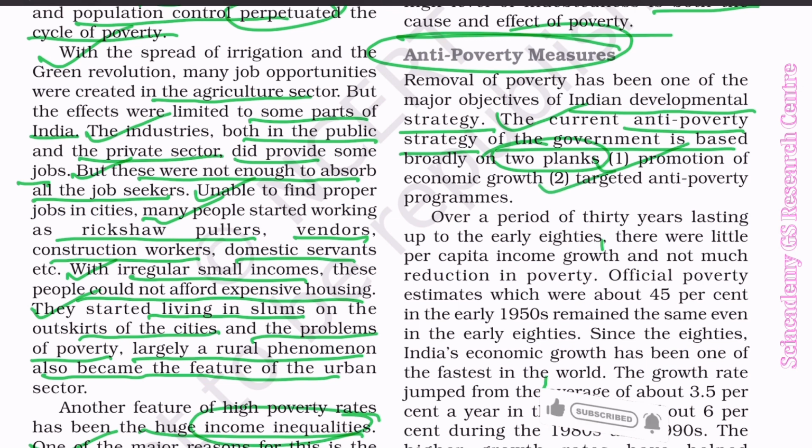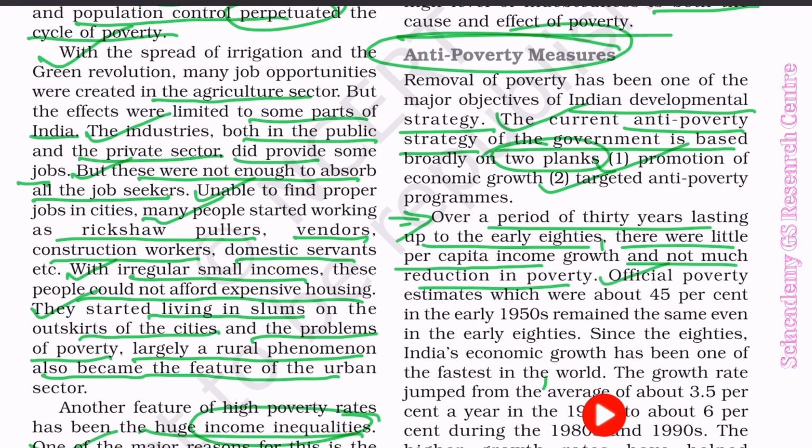Second, targeted anti-poverty programs. Over a period of 30 years, lasting up to the early 80s, there was little per capita income growth and not much reduction in poverty. Official poverty estimates, which were about 45% in the early 1950s, remained the same even in the early 80s. Since the 80s, India's economic growth has been one of the fastest in the world.